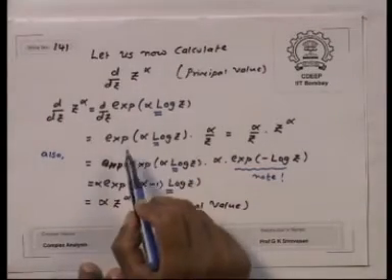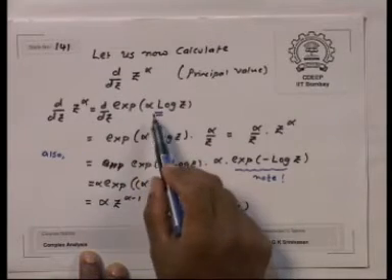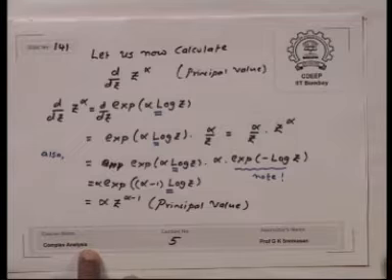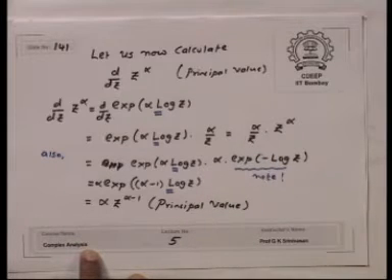So what is the derivative of the exponential? The exponential function itself times the derivative of whatever is inside. Alpha is a constant and the derivative of the log is 1 over z. Remember, we have just done it. So it is alpha by z times z to the power alpha.